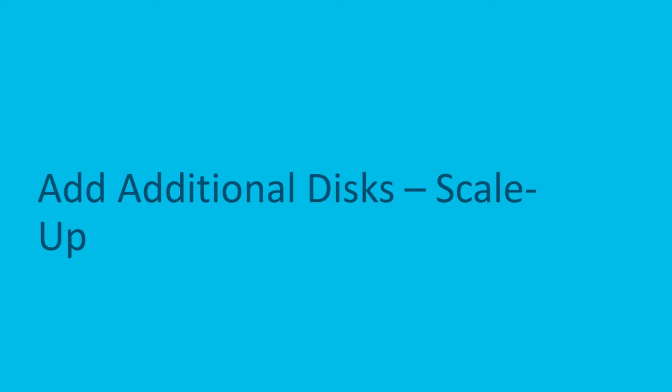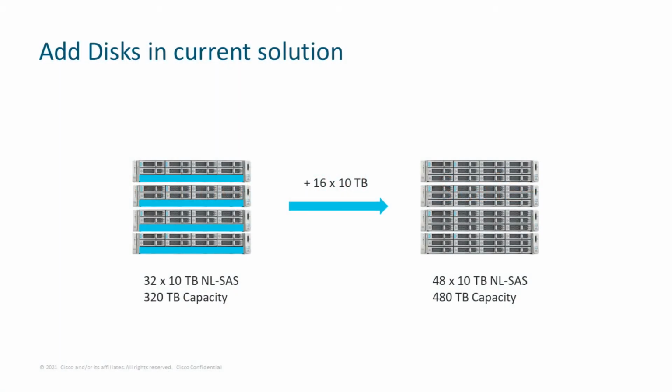The first task of our day 2 operations is adding additional disks. This is called scale up. With that, we're scaling from 8 disks in a node up to 12 disks in a node. So overall in our starting solution with just 4 nodes, we're scaling from 32 disks up to 48 disks.